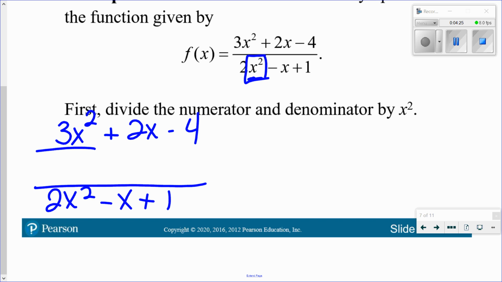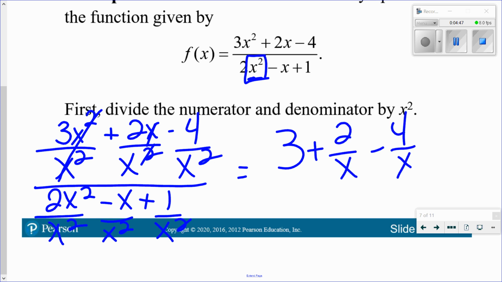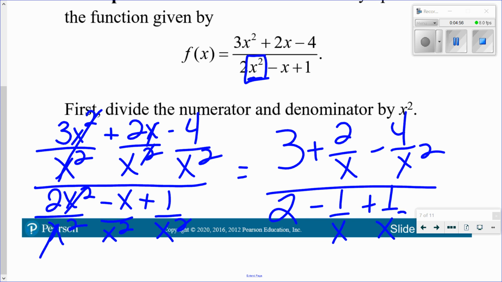Okay, now we're going to divide by x squared, divide by x squared, divide by x squared, divide by x squared, x squared, and x squared. And then let's simplify. So those are going to divide out. So we're going to be left with 3 there. That divides out. So I'm left with plus 2 over x minus 4 over x squared. On the bottom, I have 2 minus 1 over x plus 1 over x squared.